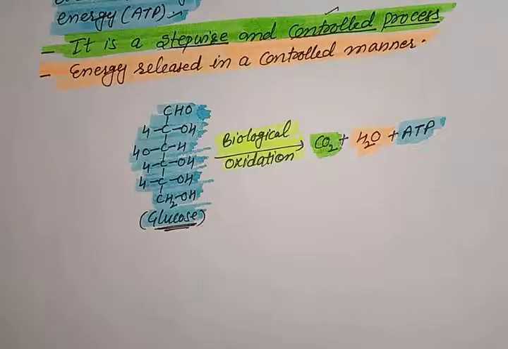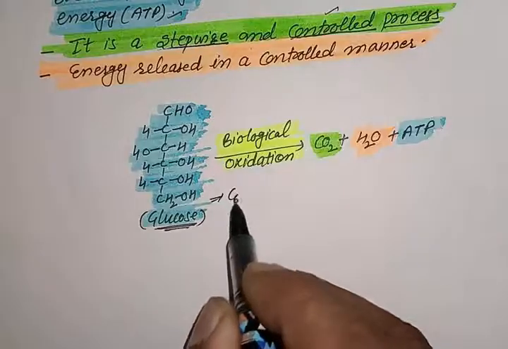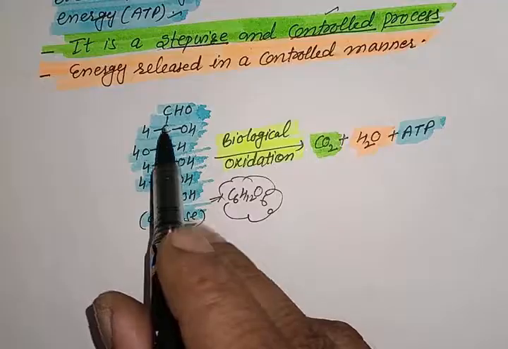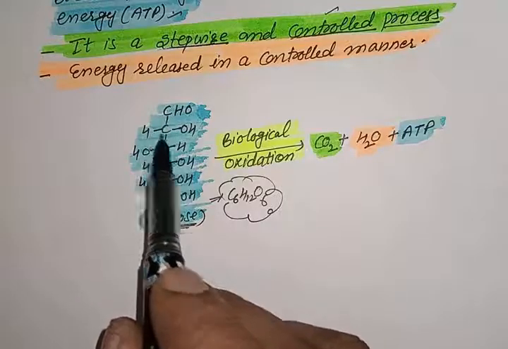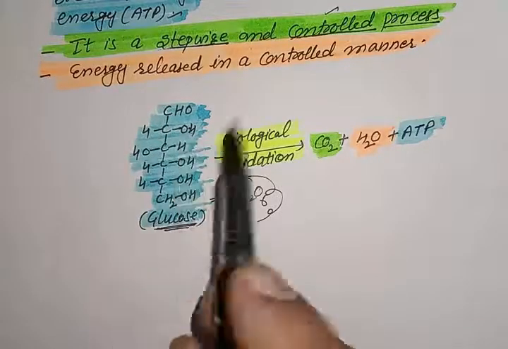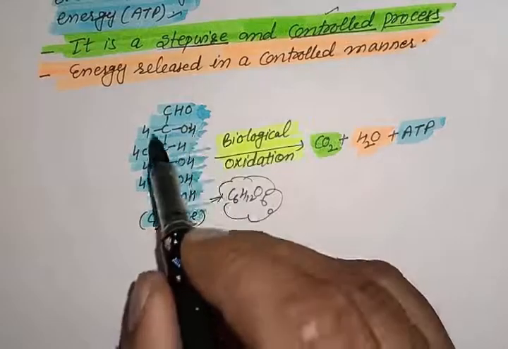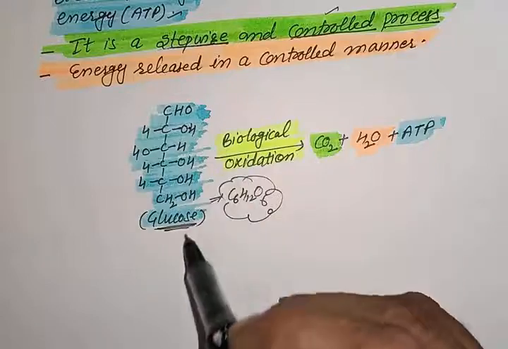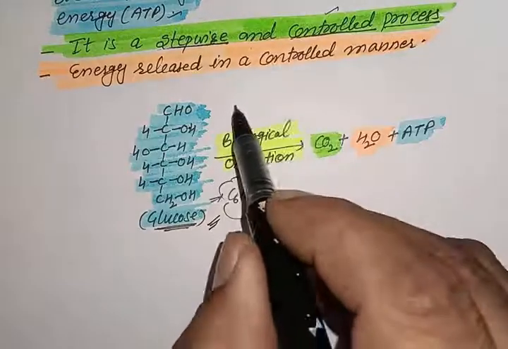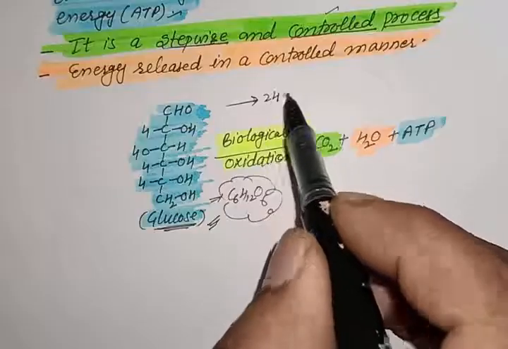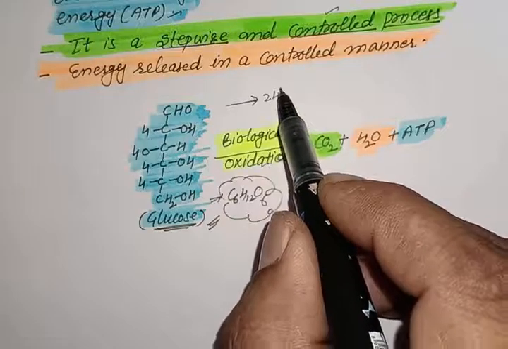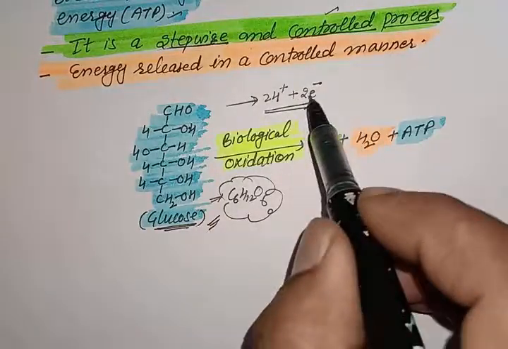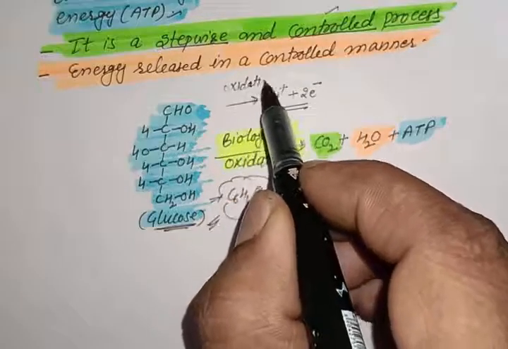We know that after the digestion of food, glucose is formed, and the chemical formula of glucose is C6H12O6. In the glucose molecule, there are many carbon-carbon bonds, carbon-hydrogen bonds, oxygen-hydrogen bonds, etc. So during biological oxidation, these bonds break and H2 is removed from these food molecules or glucose molecules. When this hydrogen is removed, it is converted into H positive and two electrons are removed.